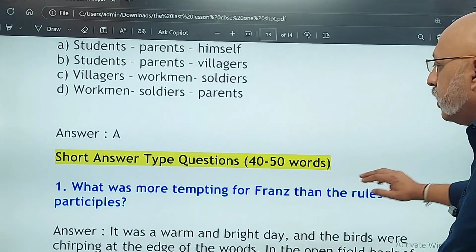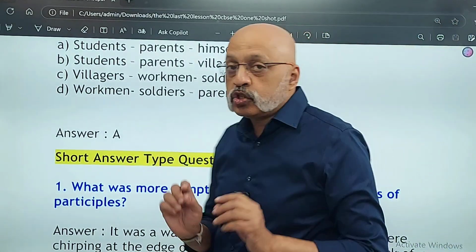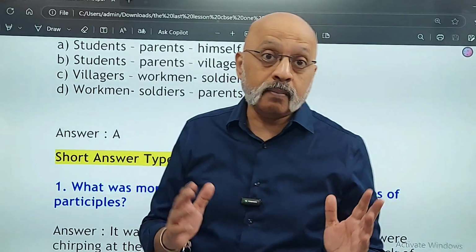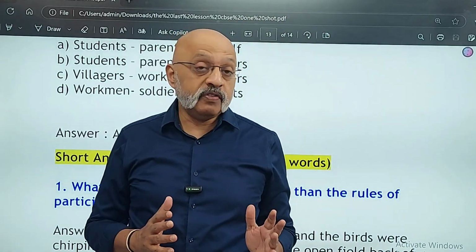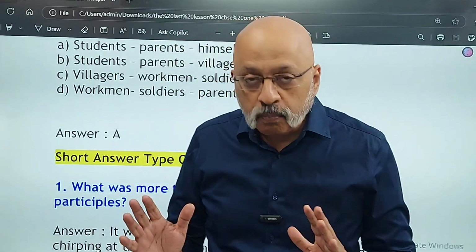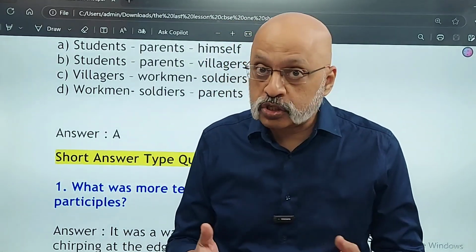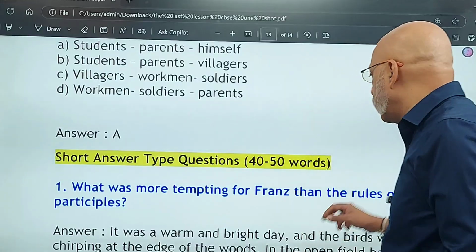Okay, let me just quickly go through this 40-50 word section, because you may get short questions and not the 120 word ones which have come in previous year question papers, right? Because the board has said that there will be fewer number of longer questions. So let's look at some 40-50 word questions.